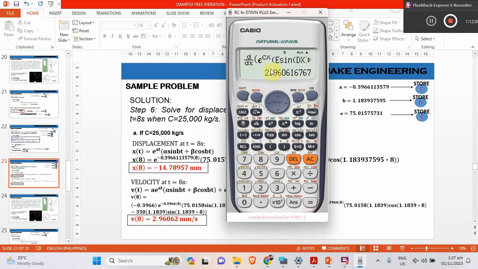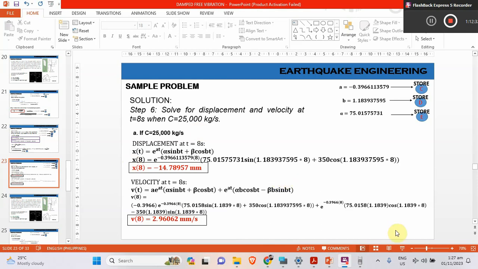So, we have this 2.96062 mm per second. So, you can use this for checking with this formula, this one for the velocity function. So, you just derive the displacement. That is one technique so you will know that the velocity you got is correct. Okay? Check it. So, let's continue.